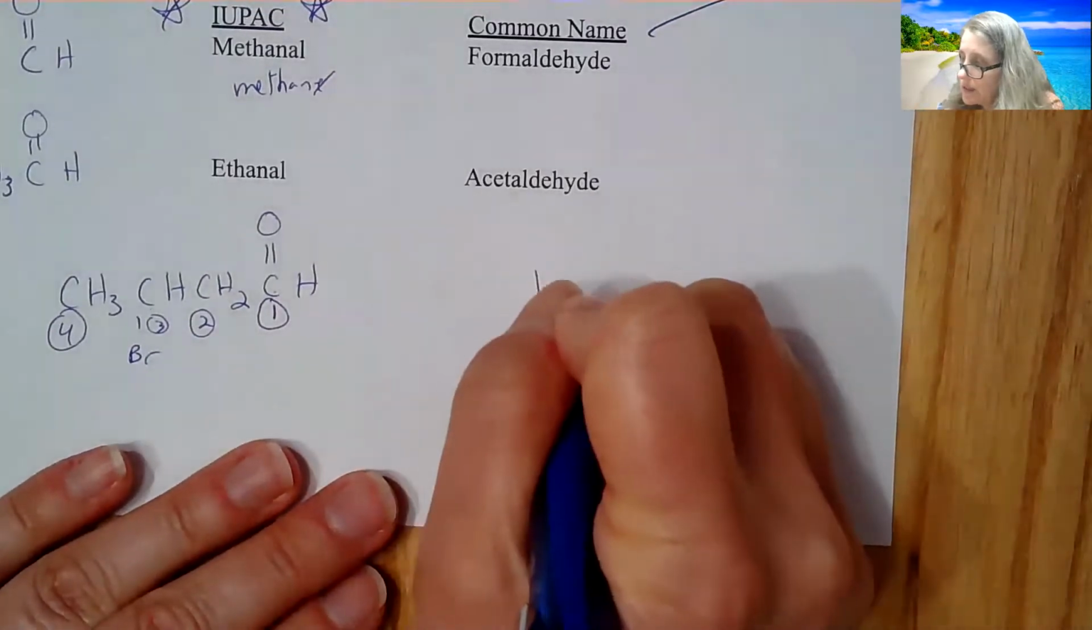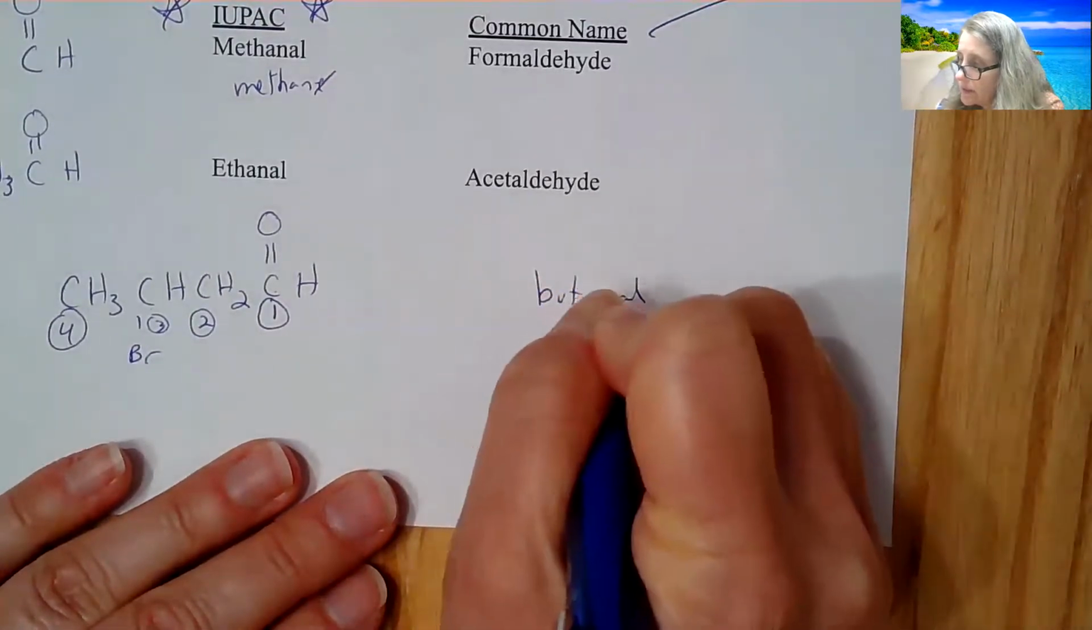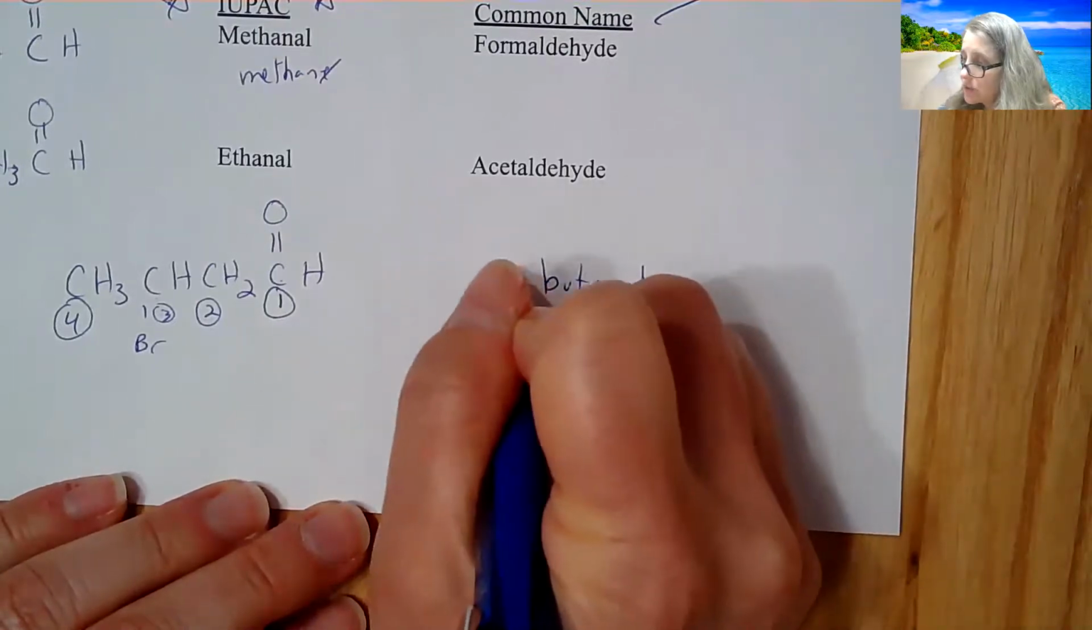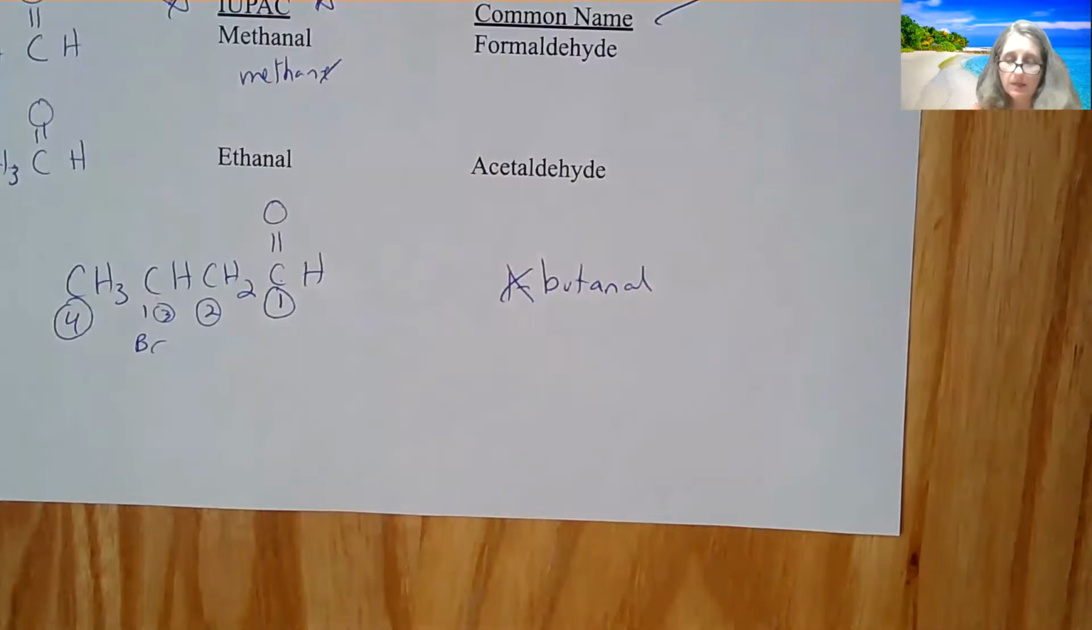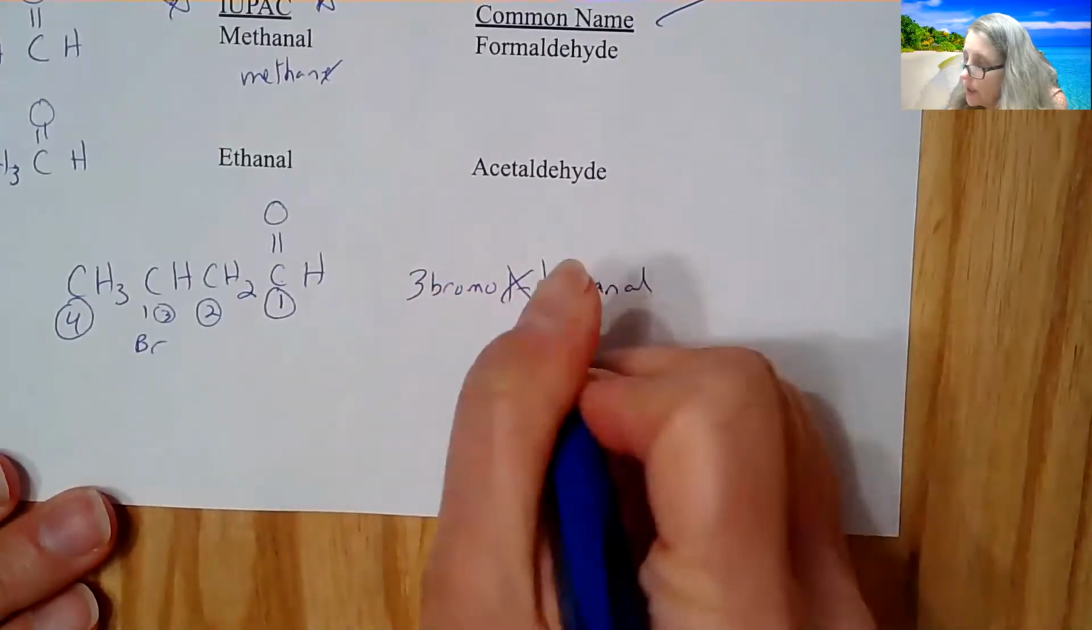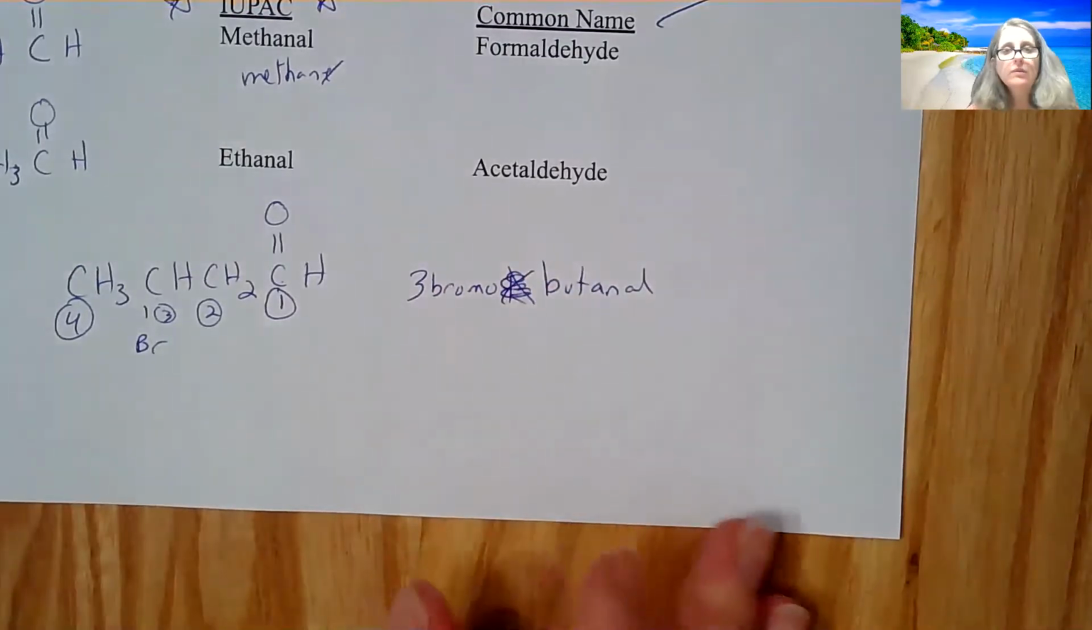So this is going to end in butanal, okay? Butanal, butane, drop the E, add A-L. Again, you do not need to write a 1 there because it's always going to be on the end group. And then you just call it 3-bromobutanal, okay? 3-bromobutanal.